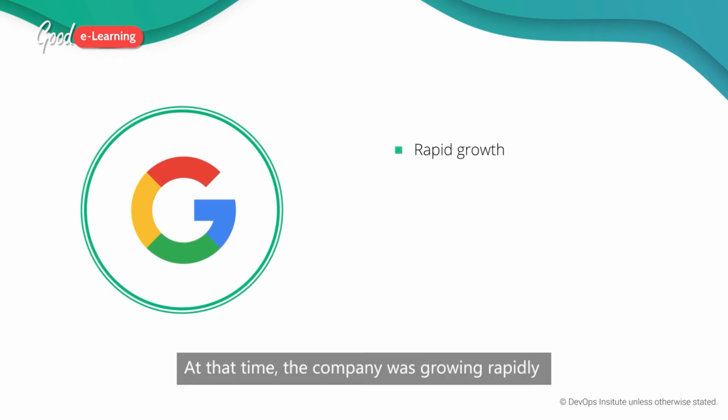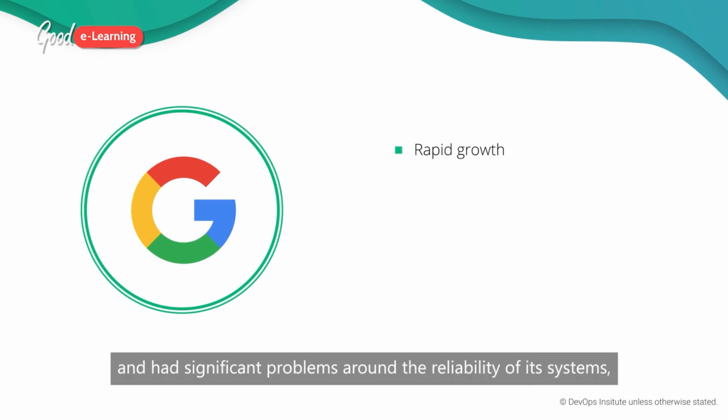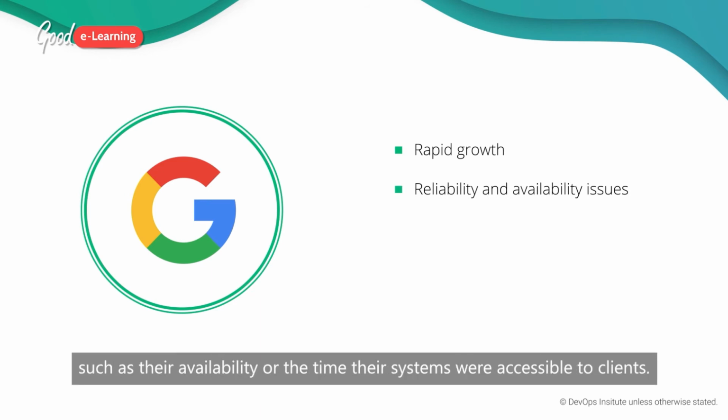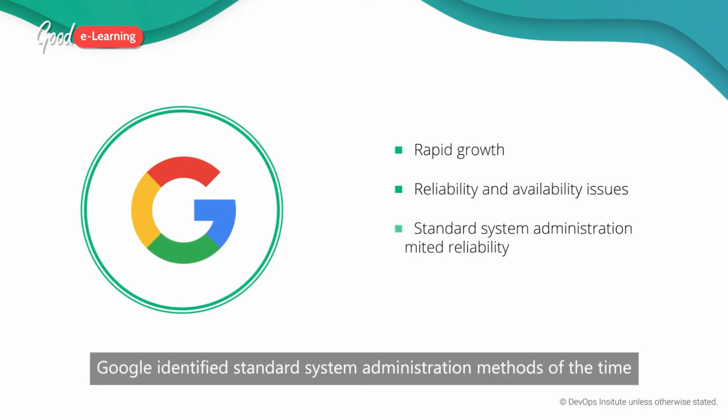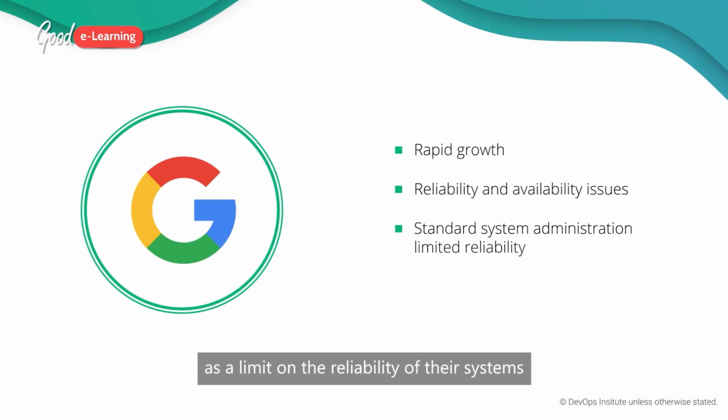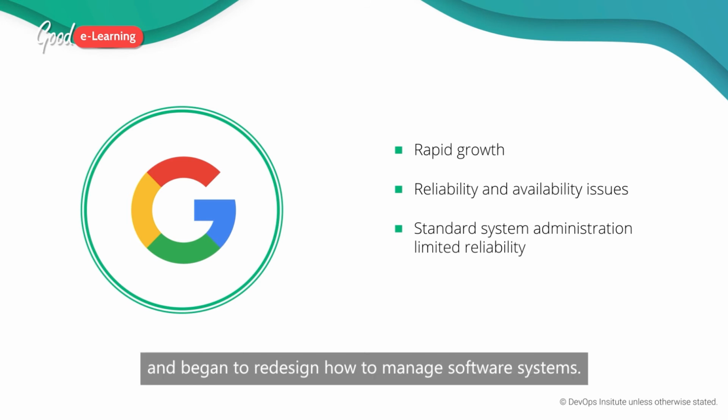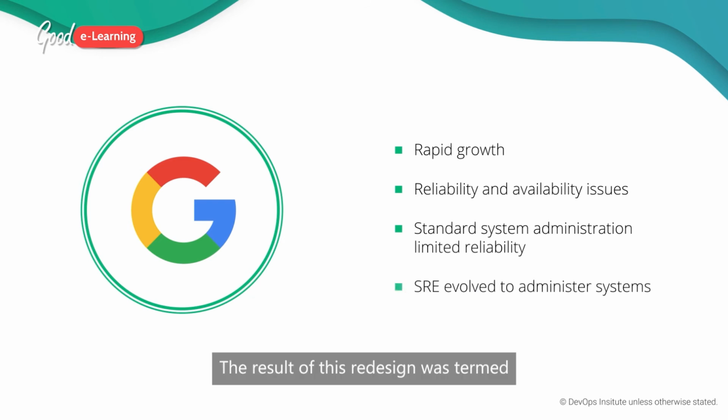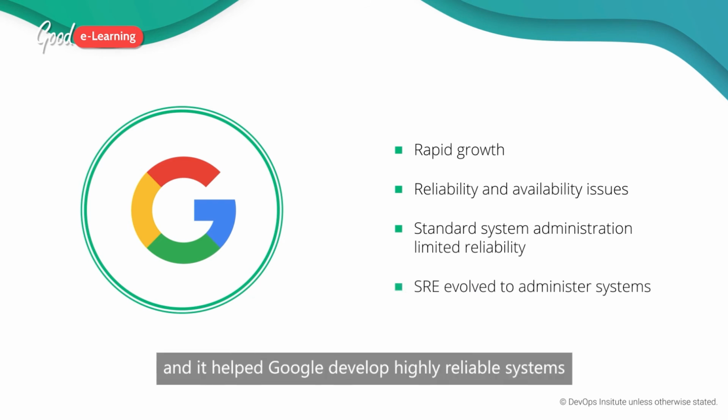At that time, the company was growing rapidly and had significant problems around the reliability of its systems, such as their availability or the time their systems were accessible to clients. Google identified standard system administration methods of the time as a limit on the reliability of their systems and began to redesign how to manage software systems.